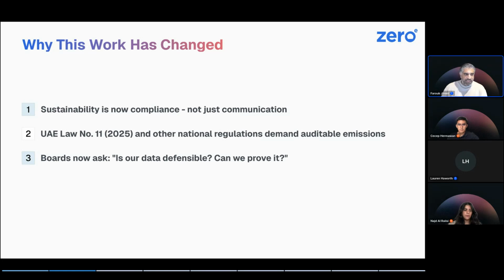If we take the internal ask, which is what this session is really about: if a board asks you, is your data defensible? They're asking a sustainability team, you're disclosing this emissions data to us, can you back that data up? And the challenge we see a lot of sustainability teams having is being able to answer that question with confidence.